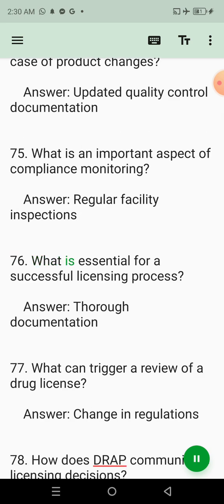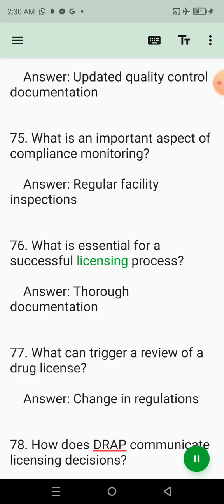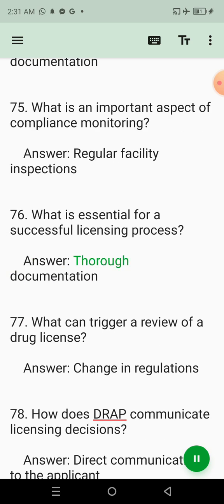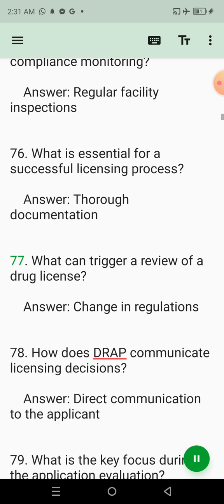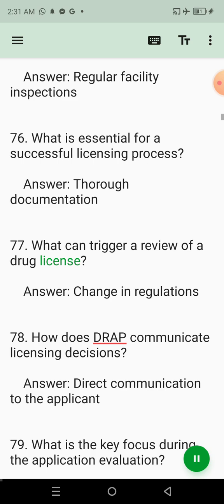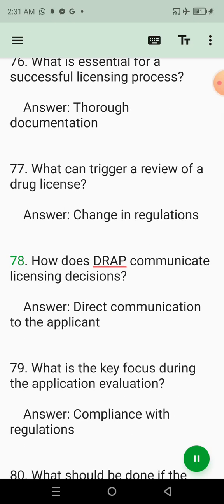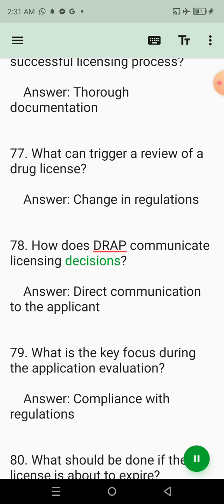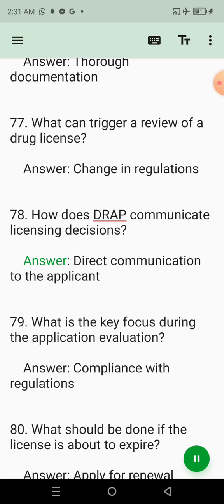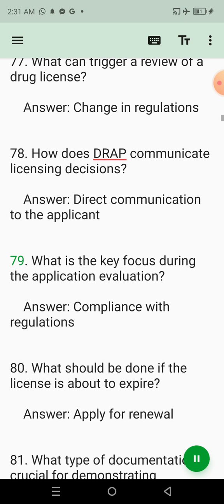76. What is essential for a successful licensing process? Answer: thorough documentation. 77. What can trigger a review of a drug license? Answer: change in regulations. 78. How does DRAP communicate licensing decisions? Answer: direct communication to the applicant.